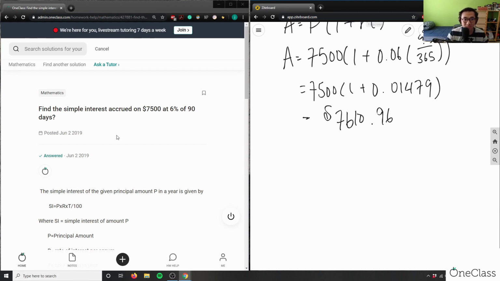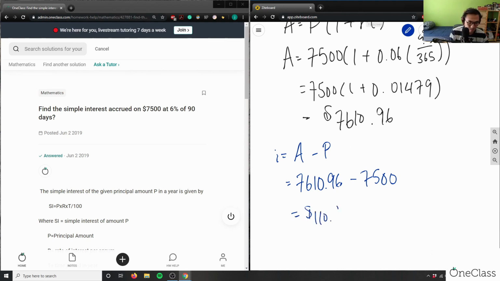What I would do is it's only asking for the simple interest, right? So again, I would have to do this in blue. I'm doing interest would equal simply the final amount minus the principal, right? So I have the final amount, which is $7,610.96, minus what I put in initially, which is $7,500. This would then give me just the interest number, which is $110.96. So this here is the interest accrued on 7,500 at 6% in 90 days.